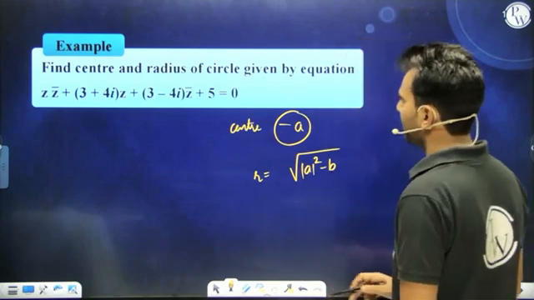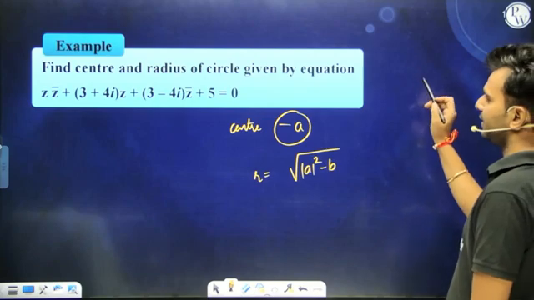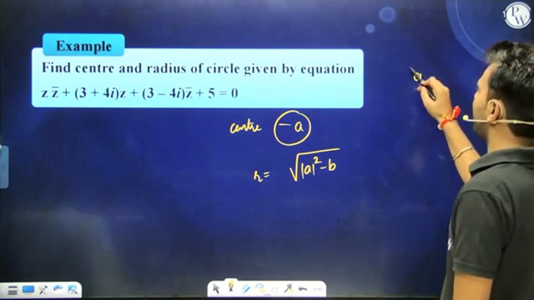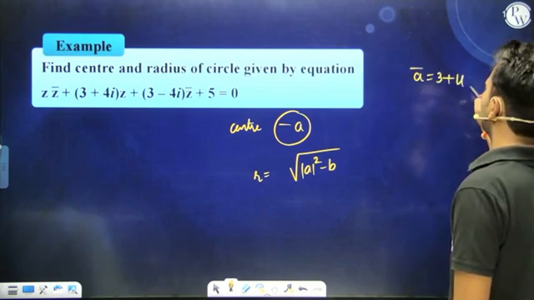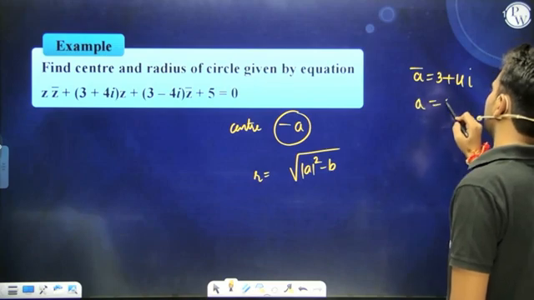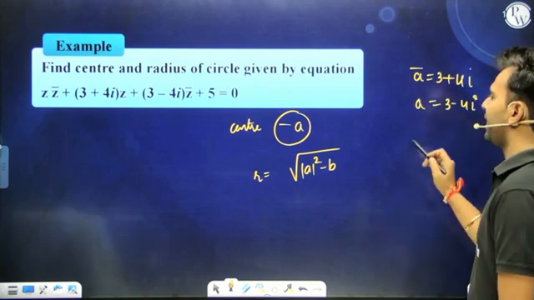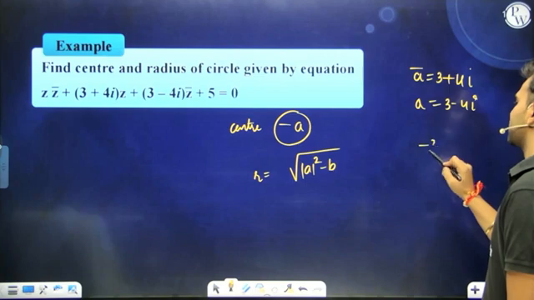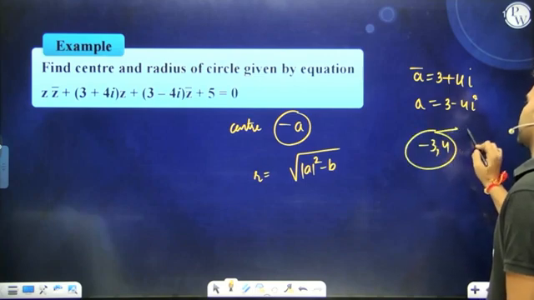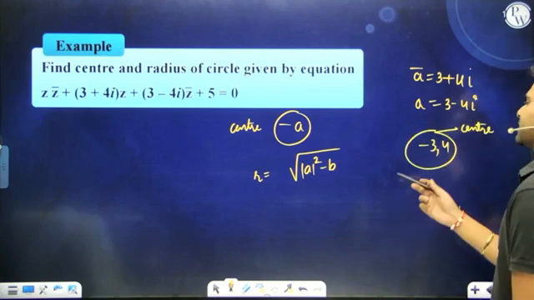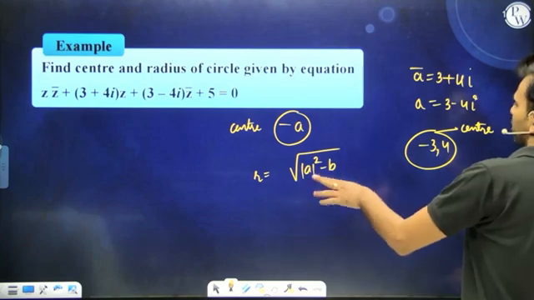So z bar plus a bar z. A bar z is there. So a bar is nothing but 3 plus 4i. So a is going to be nothing but 3 minus 4i. So minus a is going to be your center, meaning minus 3 comma 4 is your center. And the radius is what? Radius is this. If you do the modulus, the modulus is 5.